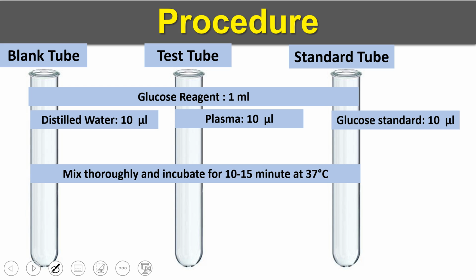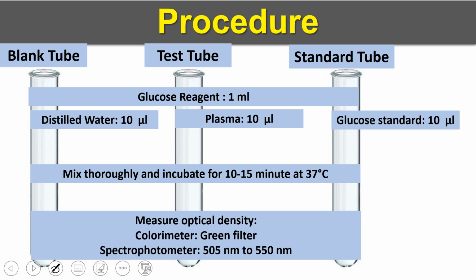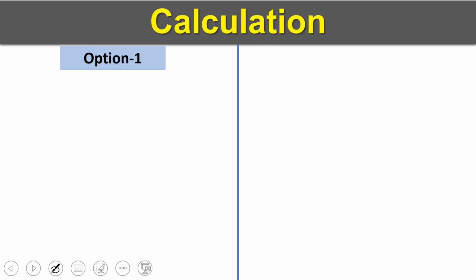Then mix the reagents thoroughly in separate tubes and incubate for 10 to 15 minutes at 37 degrees centigrade. If you keep it at 25 degrees centigrade, then you can keep it up to 30 minutes. But normally, because we are going to use a water bath, we can maintain 37 degrees centigrade and do it within 10 to 15 minutes. After that we measure the optical density of the color produced. If you use a colorimeter, you can use a green filter, or if you are using a spectrophotometer, you can fix the wavelength at 530 or any range between 505 to 550 nanometer.